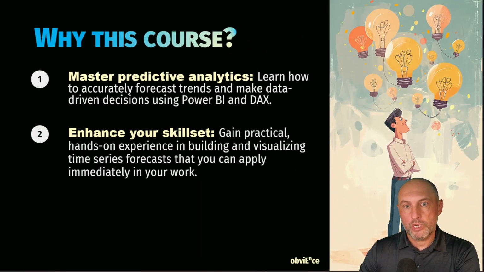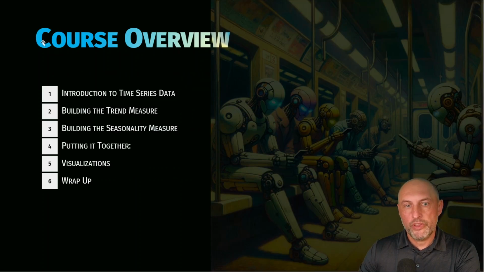Why would you want to take this course? Well, the most important reason, obviously, is that you want to master predictive analytics, and you also want to enhance your skill set. This is a hands-on course. You get to practice, and you're guaranteed to actually learn something from the time that you invested in going through it. Quick course overview. The course is based on just 6 quick lessons. Most of them are really quick, maybe just a couple of minutes, and some of them are a little bit longer. For example, lessons 2 and 3 will probably take the bulk of the time, but the rest of the course goes very quickly, and you can breeze through them probably in under an hour or two.